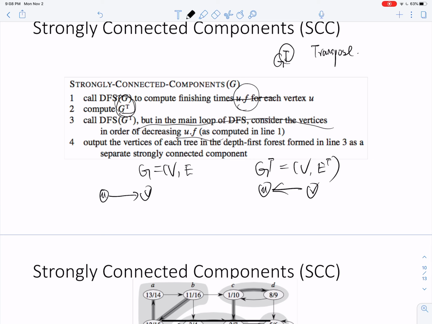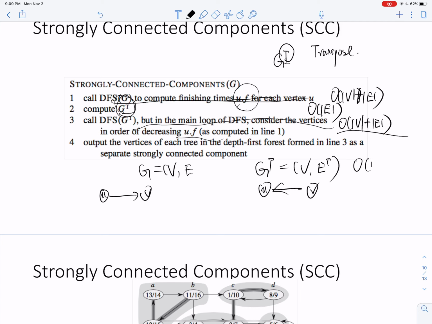Let's look at the complexity of this algorithm. The first line calls DFS, so the complexity is V plus E. For the second line, we just flip the direction of the edges in the graph, so the complexity would be O(E). The third line is again a DFS, so it is V plus E. The total complexity is 2V plus 3E. We can safely ignore the constants and get V plus E complexity.